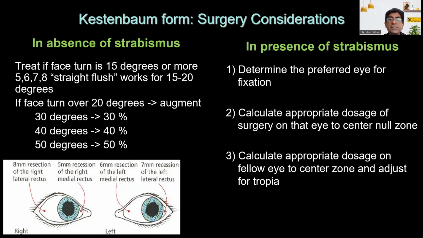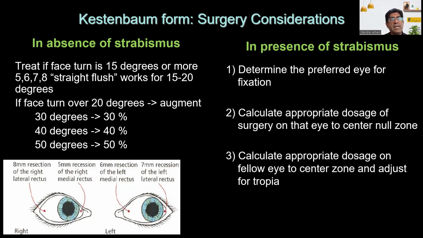Now, in presence of strabismus, you have to first and foremost decide which is the preferred eye for fixation. Next, you calculate the dosage of surgery for that eye to bring it into the null zone. Whatever strabismus is remaining in the fellow eye has to be tackled. So in this particular case, if this eye is the fixing eye, we have to fix it for nystagmus, and whatever strabismus remains has to be treated in the non-fixing eye. So this is the difference.